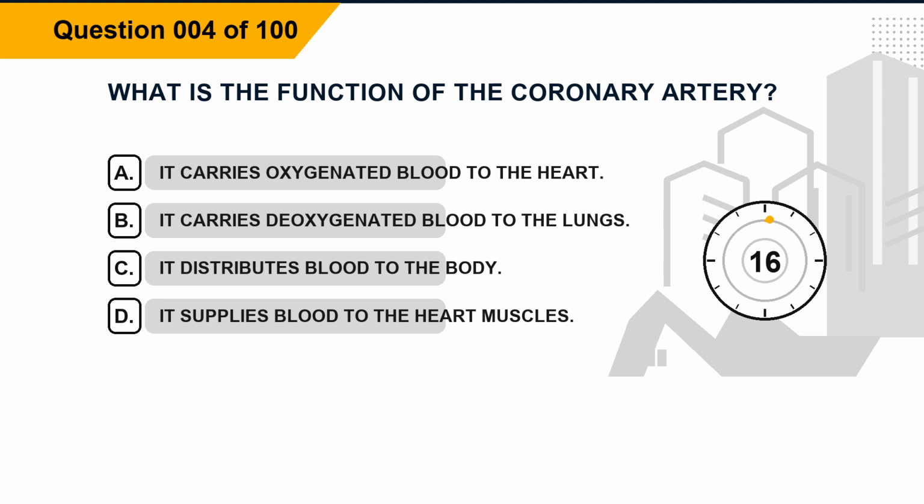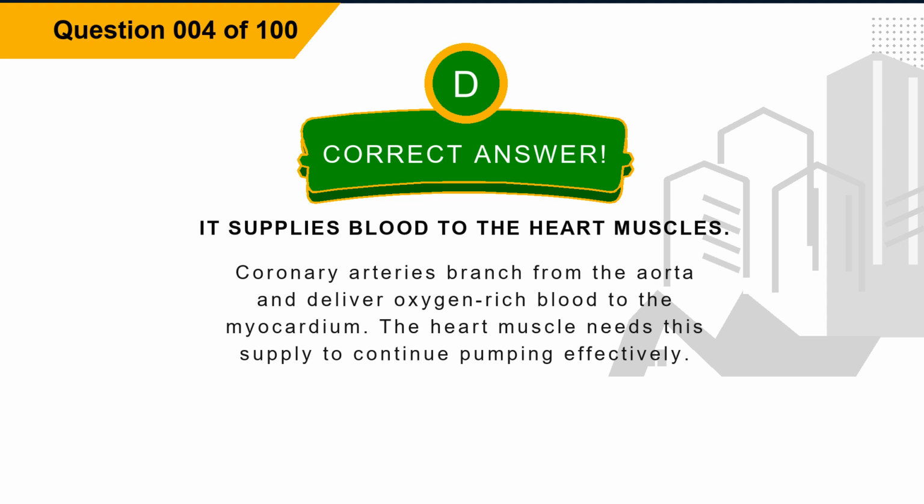Question 4. What is the function of the coronary artery? Option A, it carries oxygenated blood to the heart. Option B, it carries deoxygenated blood to the lungs. Option C, it distributes blood to the body. Option D, it supplies blood to the heart muscles. The correct answer is option D. It supplies blood to the heart muscles.